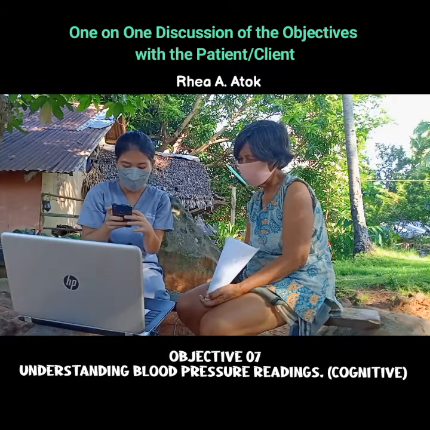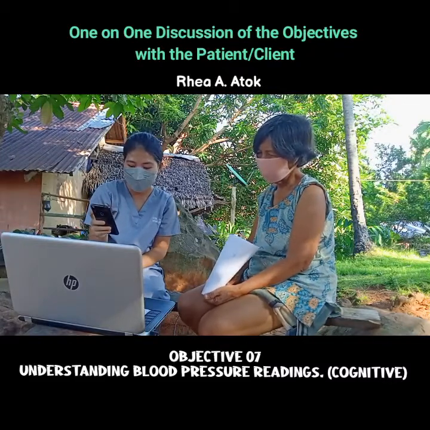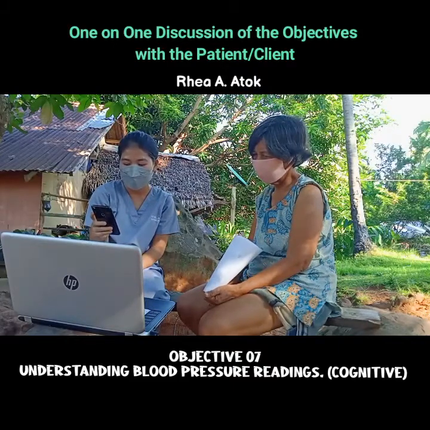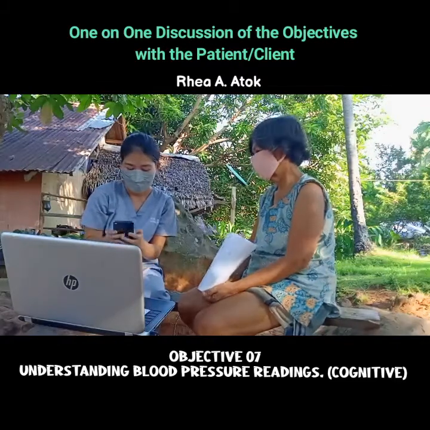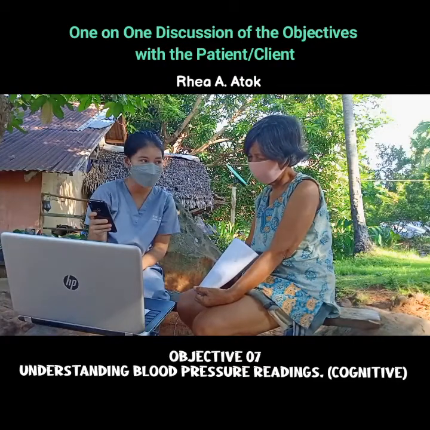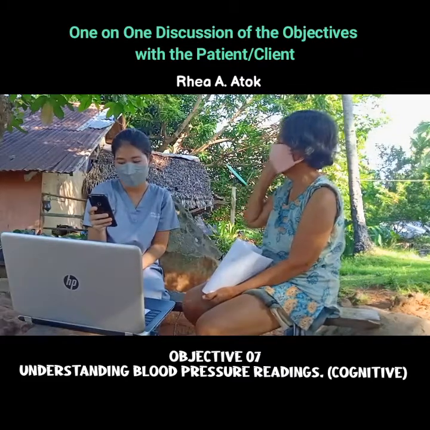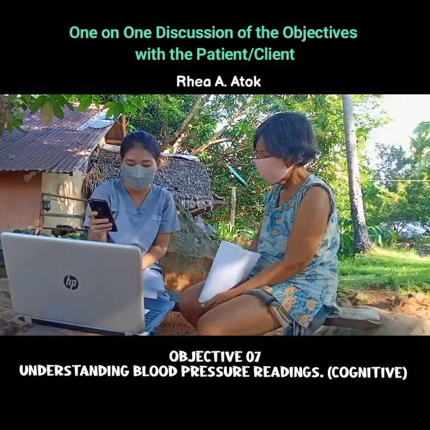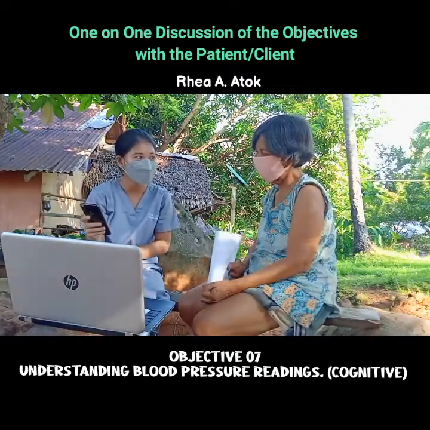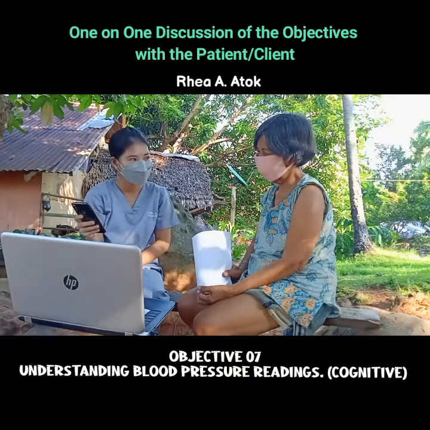Then, blood pressure categories. If normal, the systolic is lower than 120 and the diastolic is lower than 80. Then elevated blood pressure, systolic is 120 to 129 and diastolic is lower than 80. High blood pressure or hypertension stage 1, the systolic is 130 to 139 and the diastolic is 80 to 89.